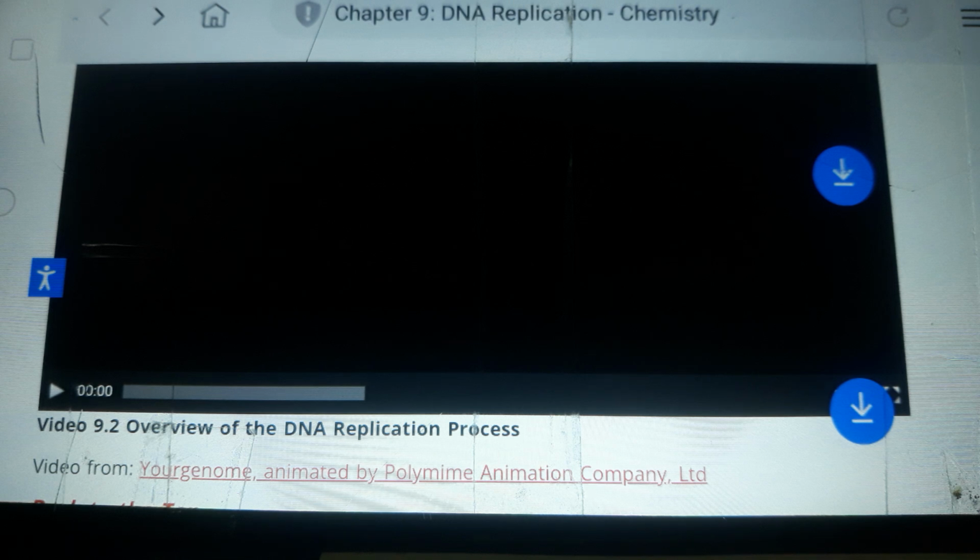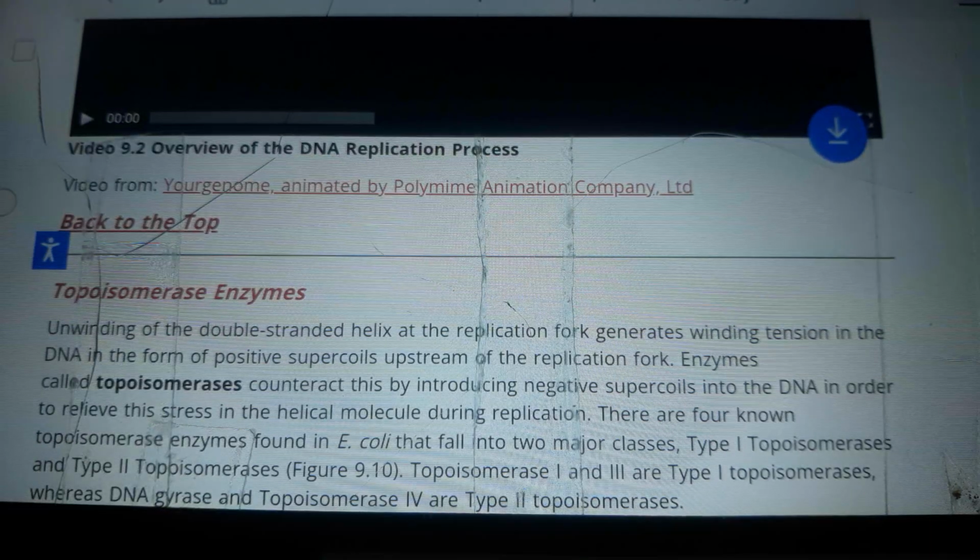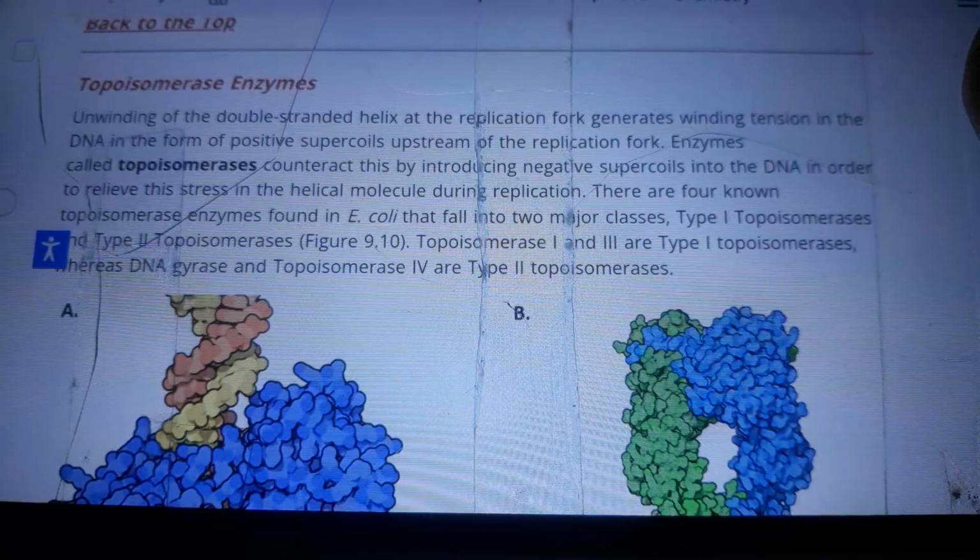So I guess you had a wonderful video there with the overview of the DNA replication process, right? And we proceed with the subject matter. From there, now we move on to topoisomerase enzymes.